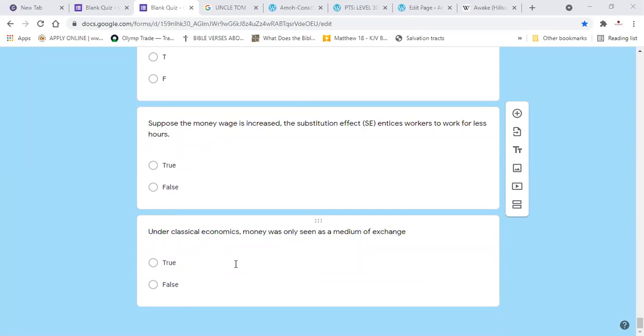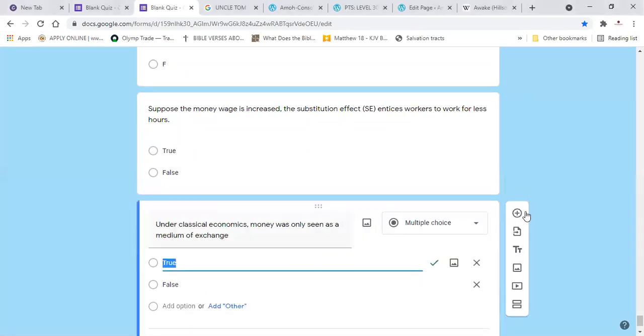The last one. Under classical economics, money was only seen as a medium of exchange. True or false? True.